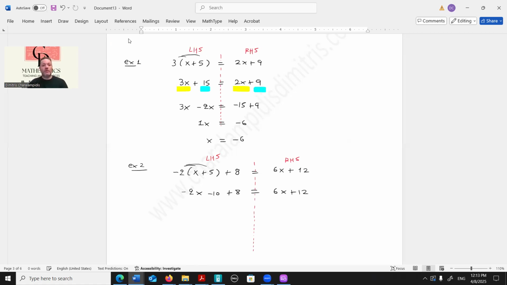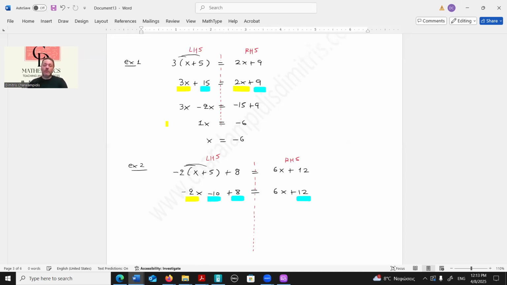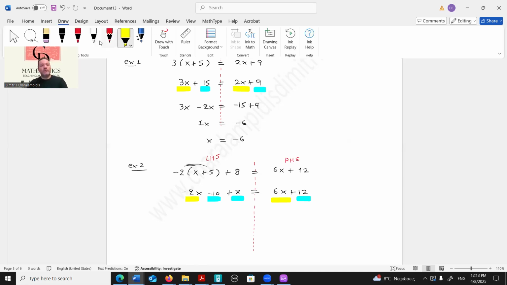Now, I'm going to color all the constant terms by blue and all the variable parts by yellow. Remember that I should bring all the variable terms on one side. I choose to bring them at the left side, and all the constants to the other side. Every time we change one term from one side to another, we have to change its sign as well.